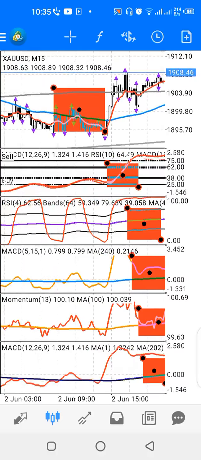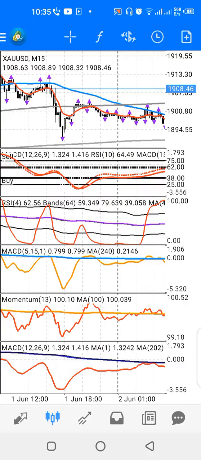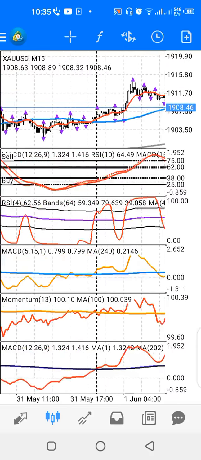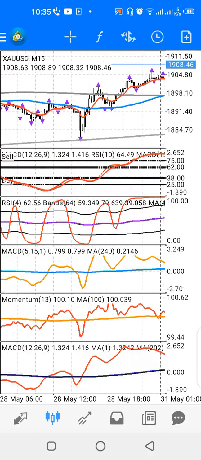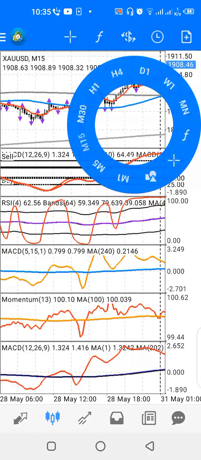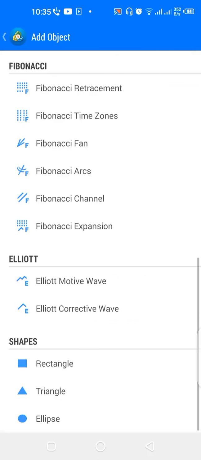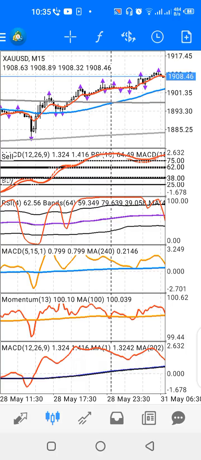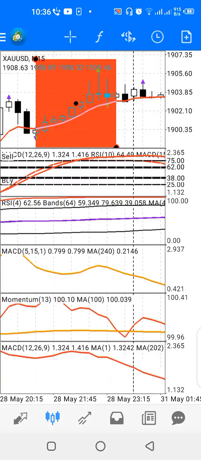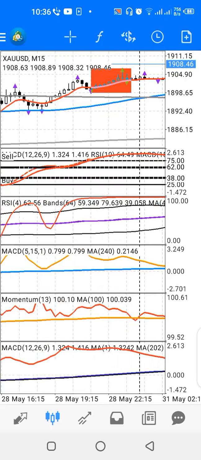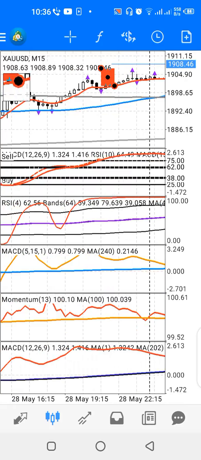Now for the main window, the way I use my strategy on the main window is I have a red line. This is my red line. This red moving average. So what I do is, excuse me, I'm trying to zoom in.